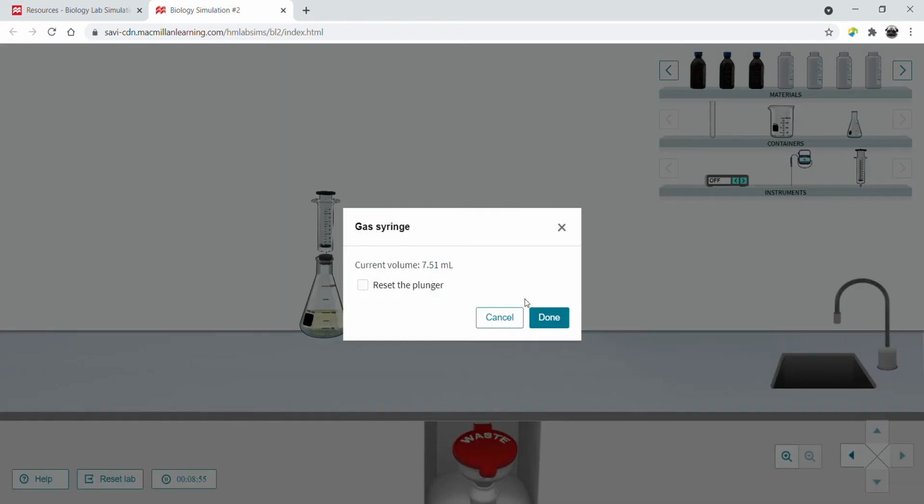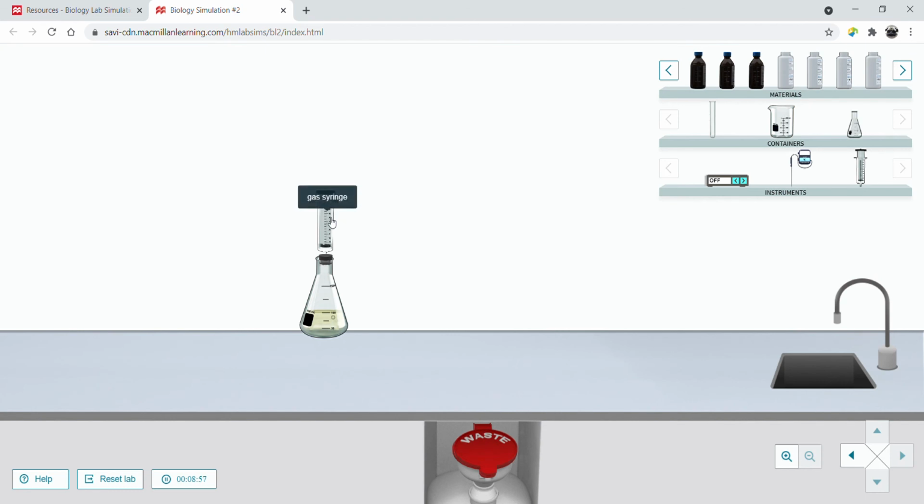7.27. That's what you want to record. 7.27 milliliters. So record that in table 1. Let's now do sucrose.